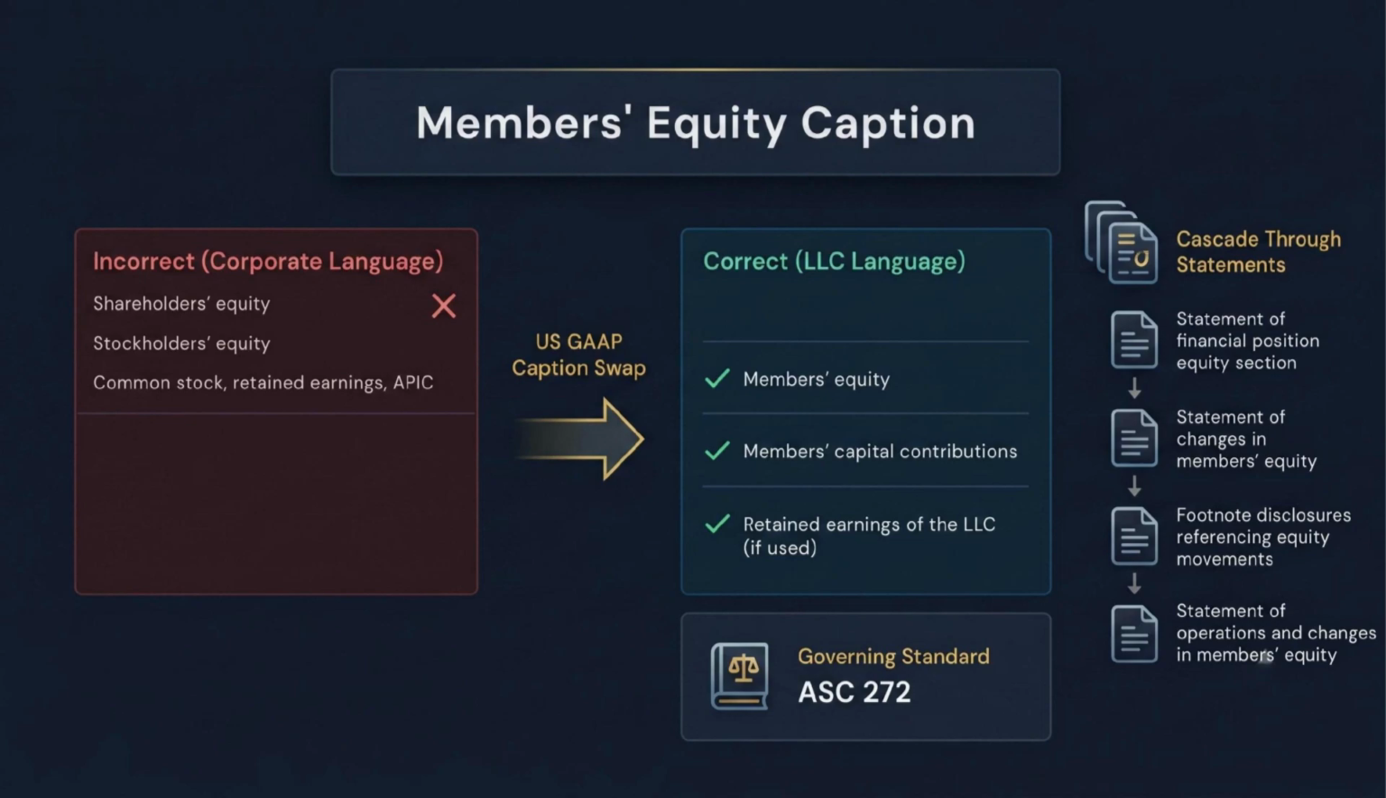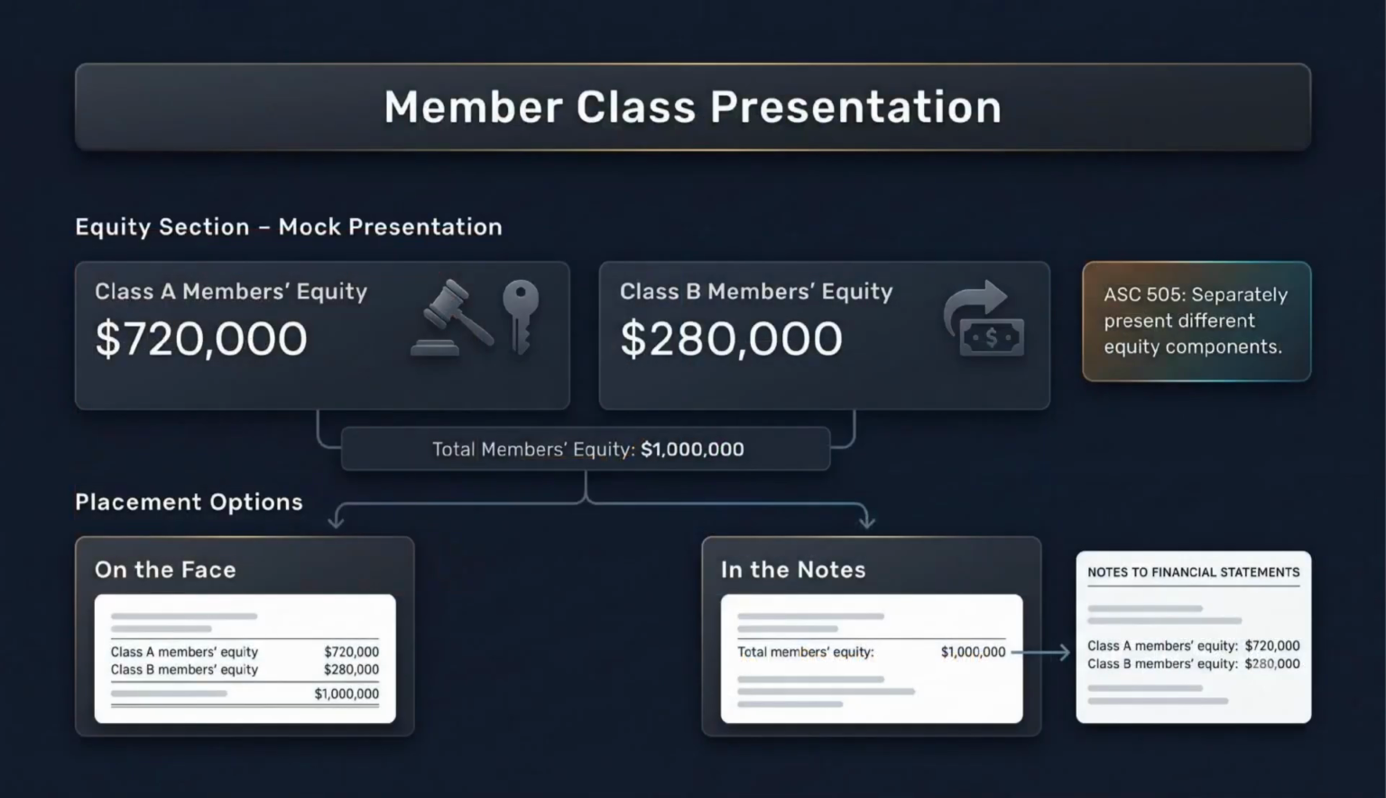Consistency matters. If an LLC has more than one class of members, equity attributable to each class should be separately shown on the face of the statement of financial position or disclosed in the notes. For example, Class A members' equity and Class B members' equity may have different voting rights, distribution rights, or liquidation preferences. Users need to understand that capital structure. If there is only one class, a single member's equity caption may be enough.